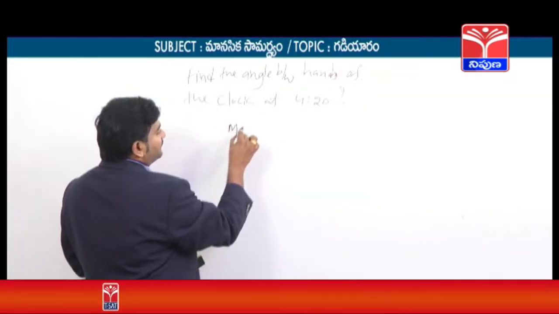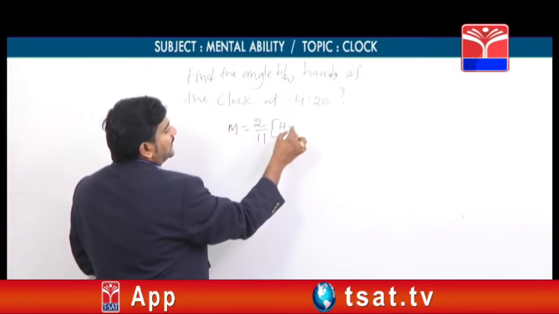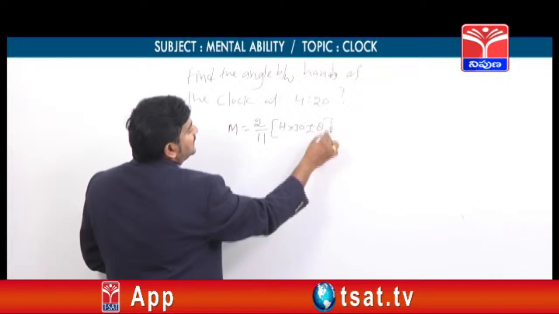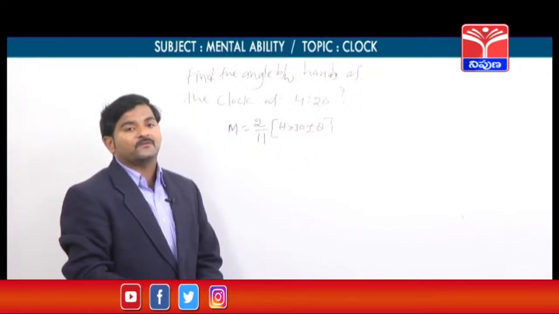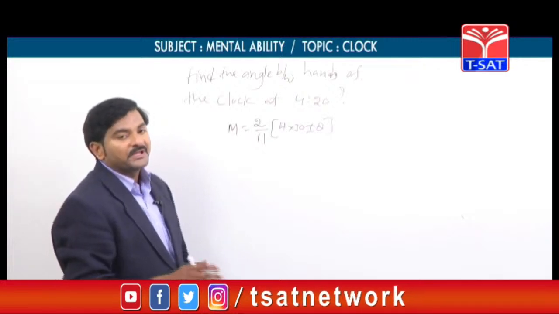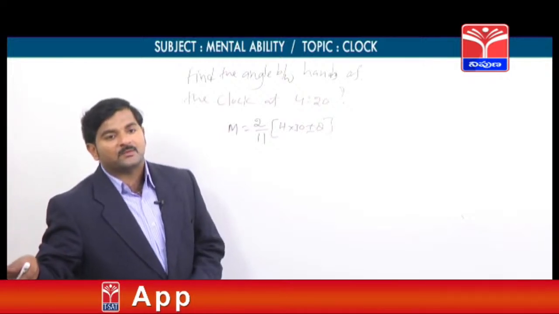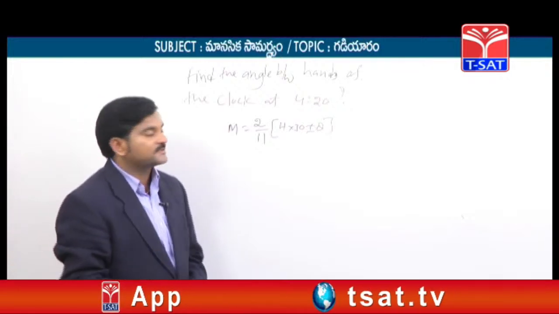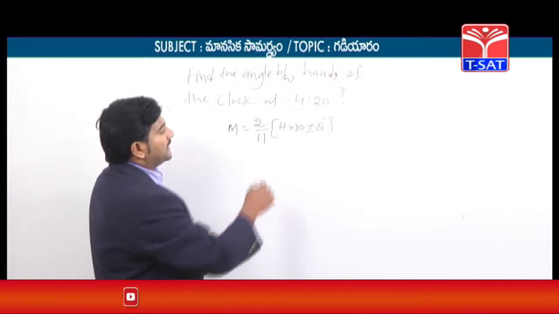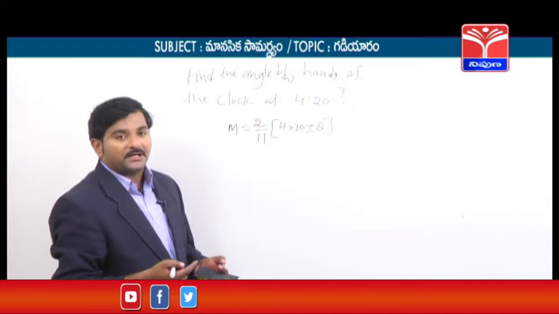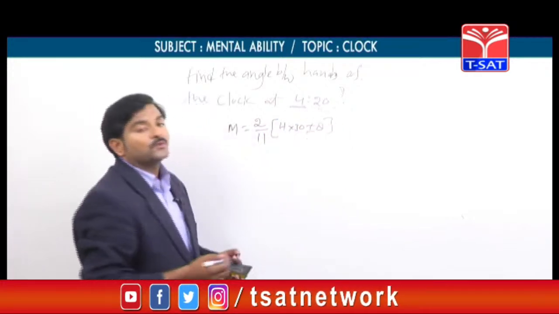What is the formula? M is equal to 2 by 11 into h into 30 plus or minus theta. Same formula even for this type also, but here we need not find the separate minutes. Earlier in 3 models, coincide model, opposite model and perpendicular model, we needed to find the minutes. Here we need not find the minutes, luckily, because the minutes are given. Tell me what is the given time? 4:20. What does it mean? Hours is 4 and minutes are 20.